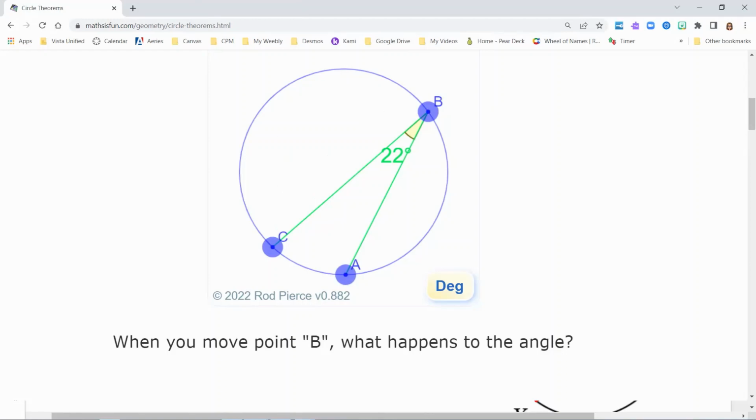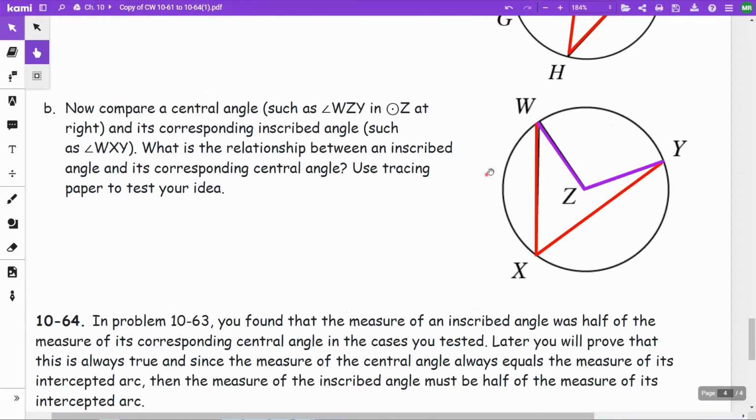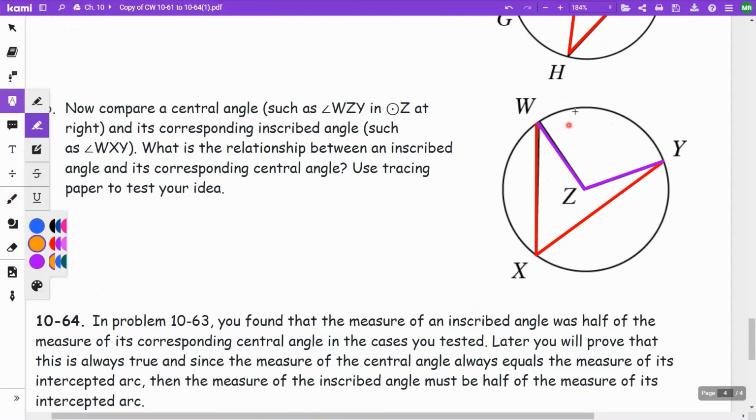Now, the next bit of information that they wanted us to find is the following. I have this red inscribed angle X that is forming this arc, WY. And we have this purple central angle that's also forming this orange arc, WY.